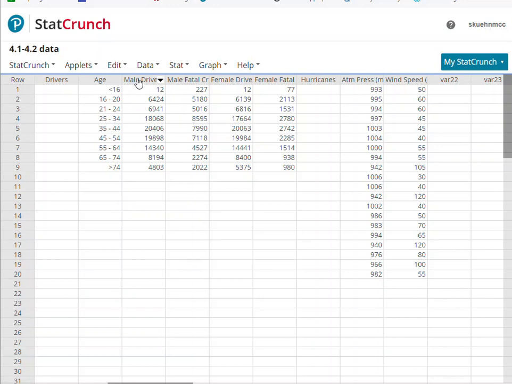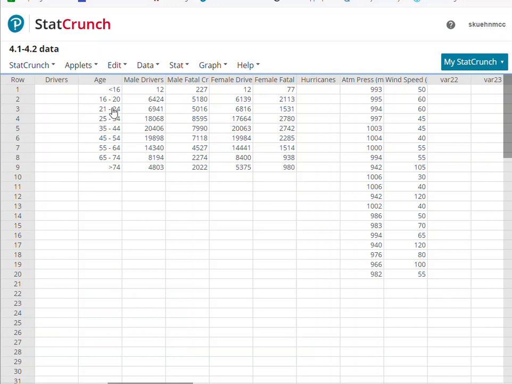You'll notice that I have two columns representing information about male driving and fatal crashes, two columns for female drivers and female fatal crashes. And then what we're looking at over here is categorized or grouped by age bands. What I want to do is come up with the equation, the least squares regression line for both the males and the females separately.